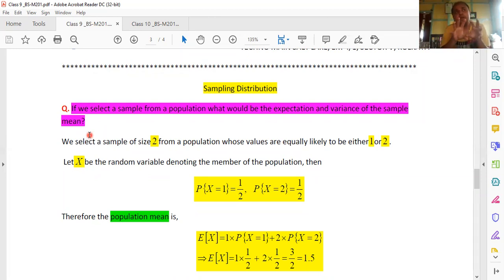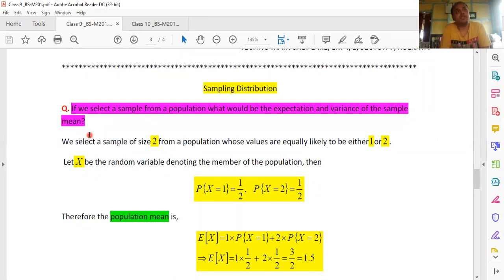Population is not always the population of humans, animals, or living things. This population can be a population of non-living things also. We can consider a population of books, of stars, of galaxies, of bacteria, viruses, anything. So that is what population actually is.